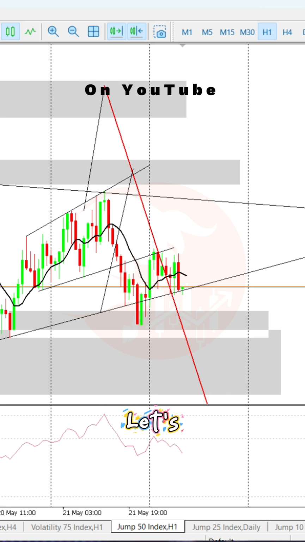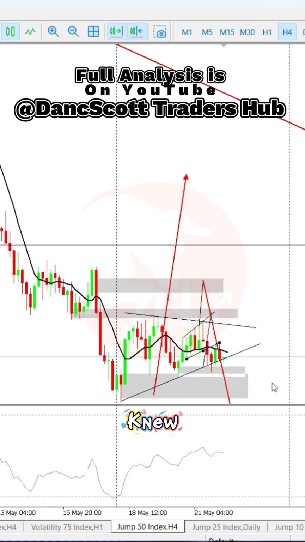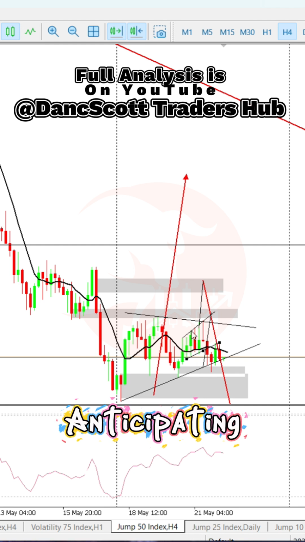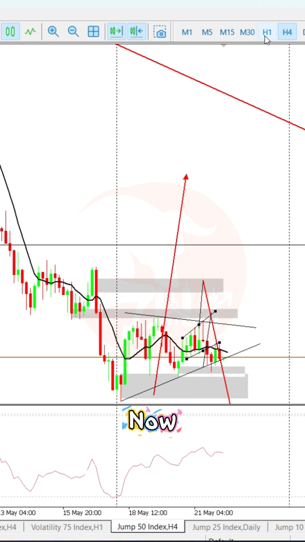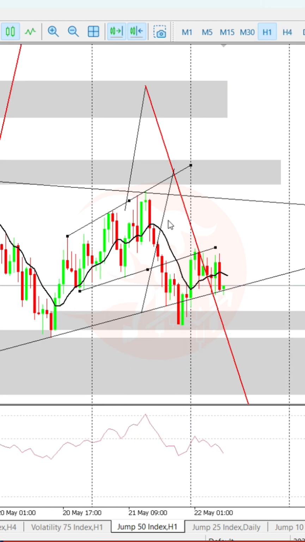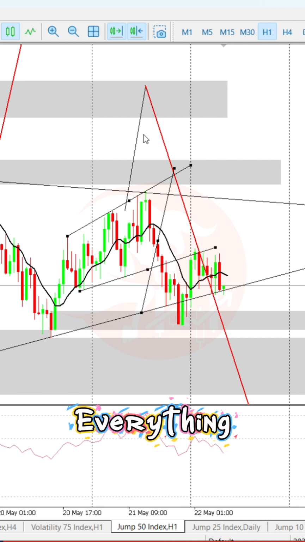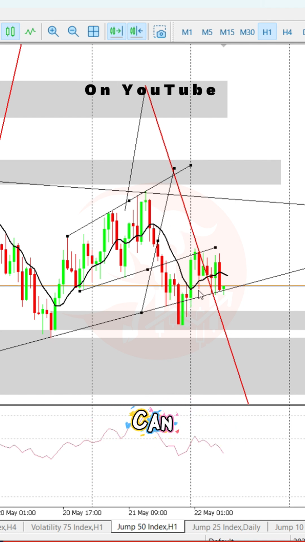All right, let's look at Jump 50 and see if we can make some money. H4, we knew that was a pennant. We were anticipating a fake breakout up there, or right here, to later give us that sell. So we haven't seen it, and we are still within that pennant. Now that we know what we were looking for, we can delete everything right here. Actually, you can delete that only and remain with this.